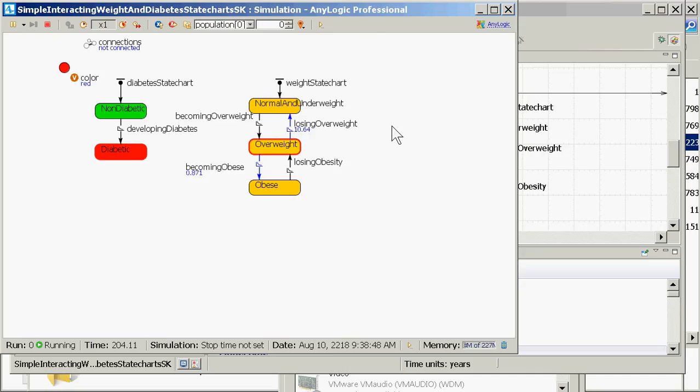So, ladies and gentlemen, how did we capture it so that they changed color when they changed their diabetes status? Can anyone tell me? Sorry? Yeah, there was an entry action. What did that entry action do? When they entered the state, what happened? They changed the value of this color variable. And when they become diabetic, it changed the value of that color variable again. Did it not? It did.